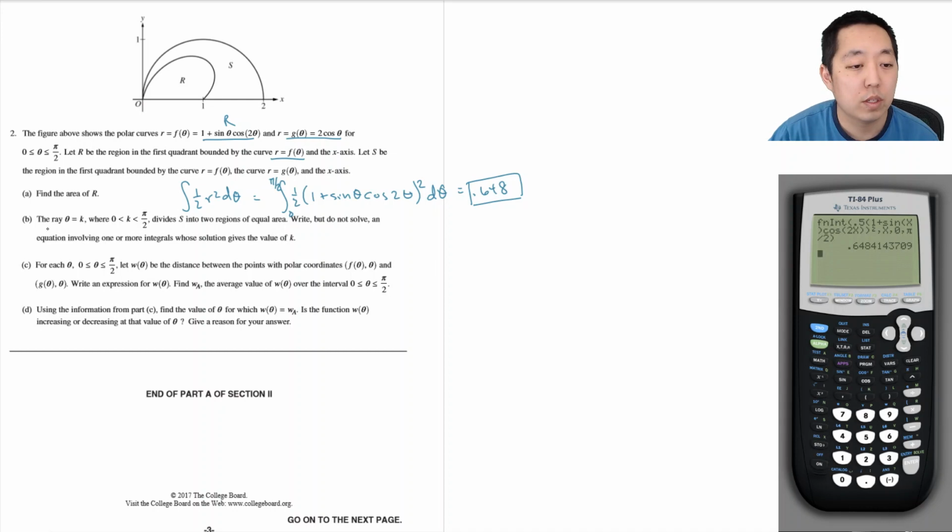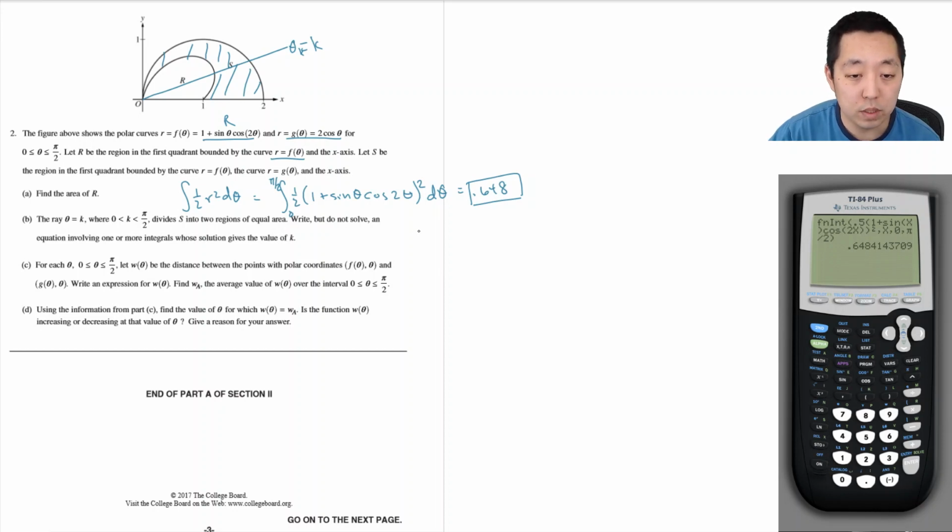The ray theta equals k, where k is between 0 and pi over 2, divides S into two regions of equal area. I'll try to eyeball it, maybe about there. Theta equals k divides it so that this region and this region have the same area. Write but do not solve an equation involving one or more integrals.